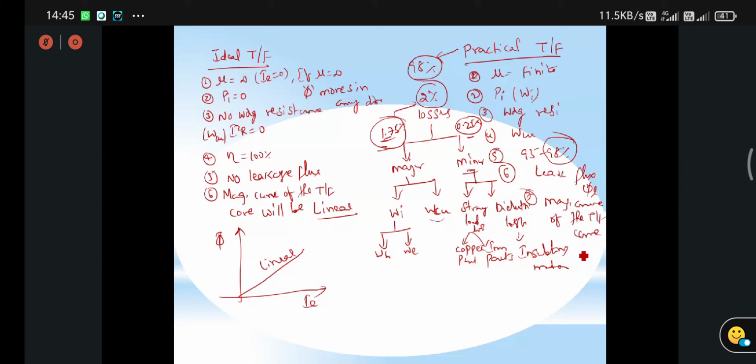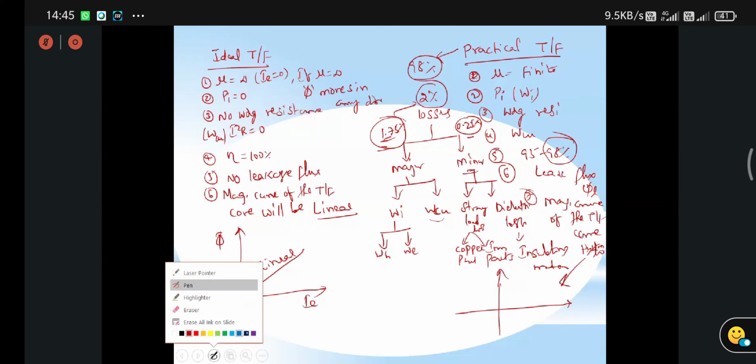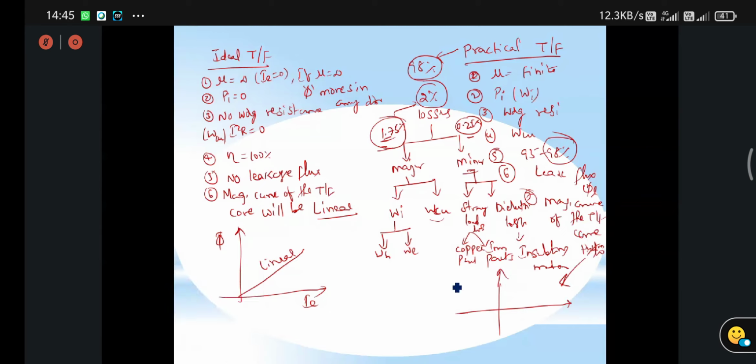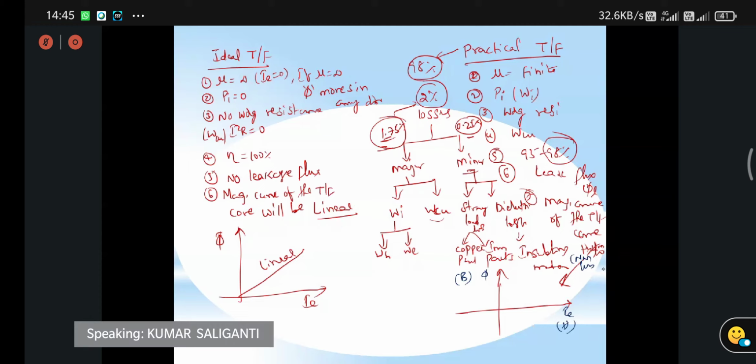Here is the magnetization curve of the transformer core, and here there is a hysteresis loop. So you can see that the magnetization curve of the transformer core will be a hysteresis loop here. Suppose you consider the flux with respect to the exciting current, or the B with respect to H curve. This is non-linear here. This is non-linear, this is linear, and this is non-linear here.